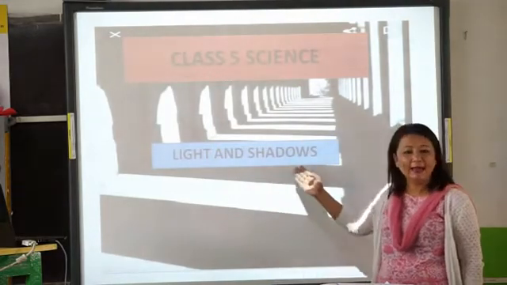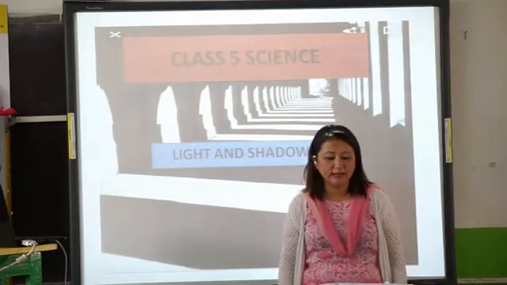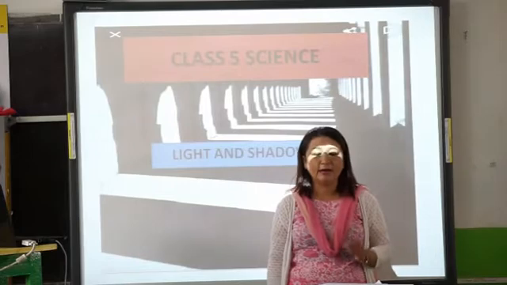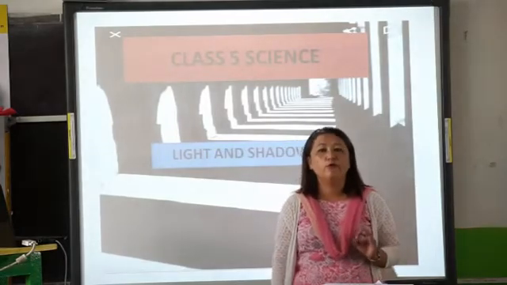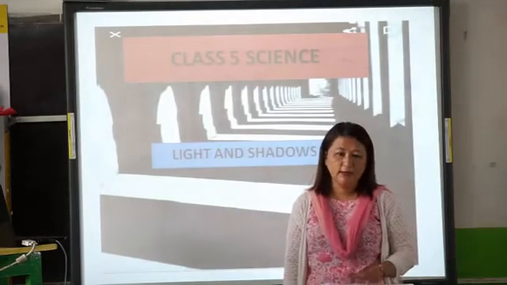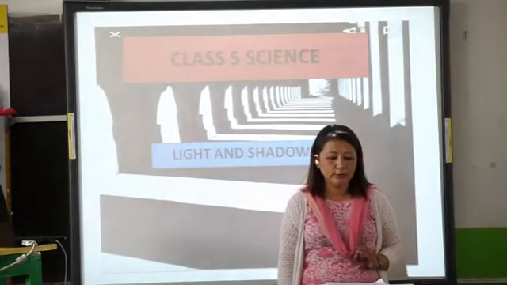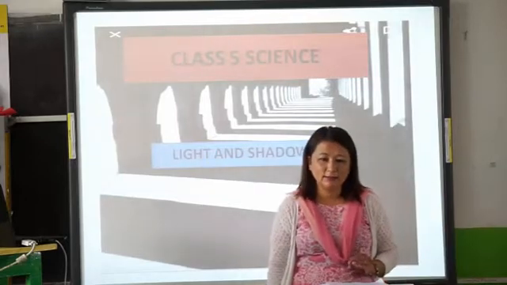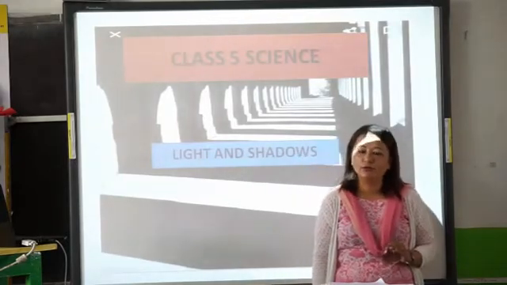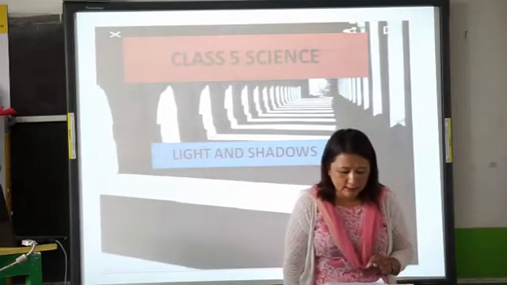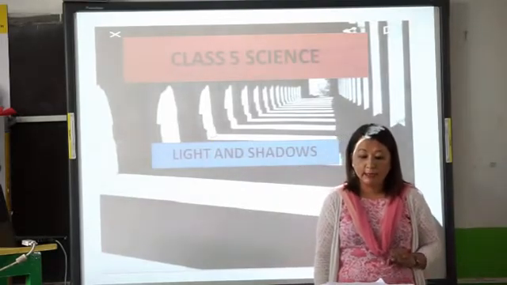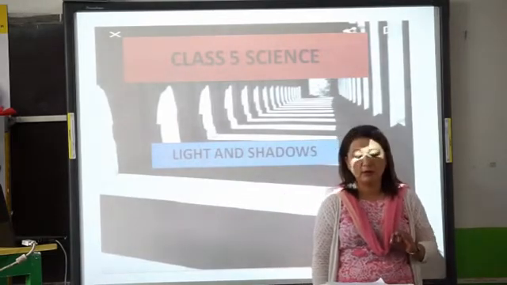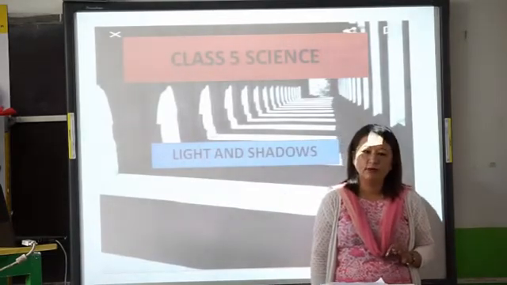Light and Shadows, Chapter 10, page number 94. I have divided this chapter in 4 parts. In part 1, we will be seeing light and its significance. In part 2, we will be seeing shadow, its characteristic features and formation of shadows.